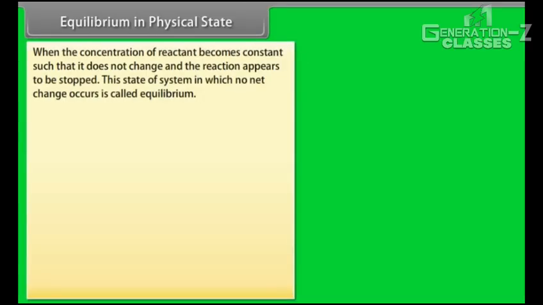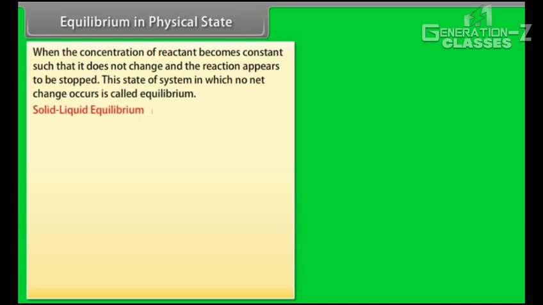Equilibrium in physical state: when the concentration of reactant becomes constant such that it does not change and the reaction appears to be stopped. The state of system in which no net change occurs is called equilibrium.